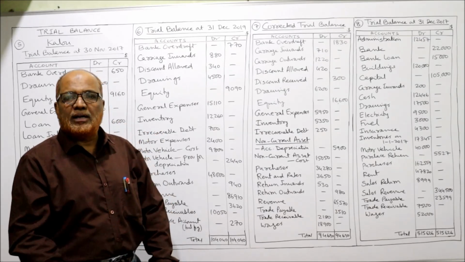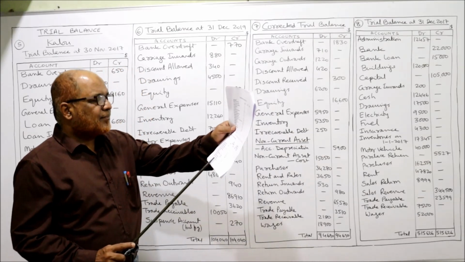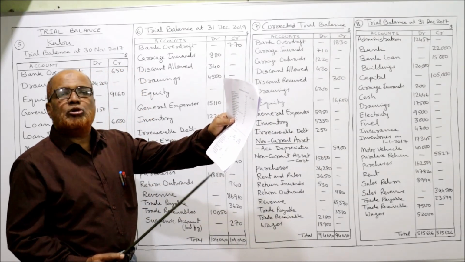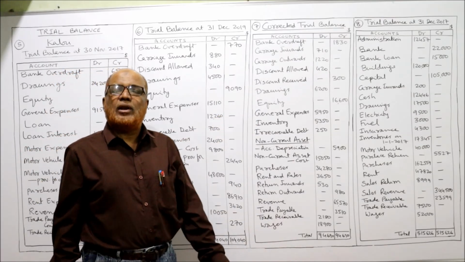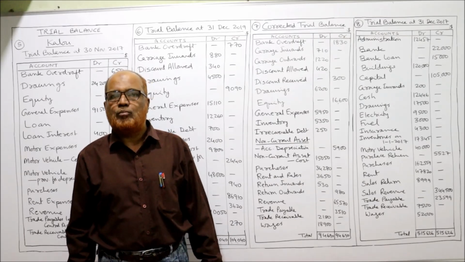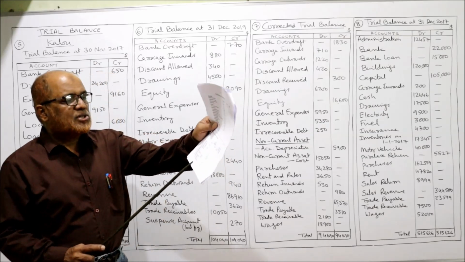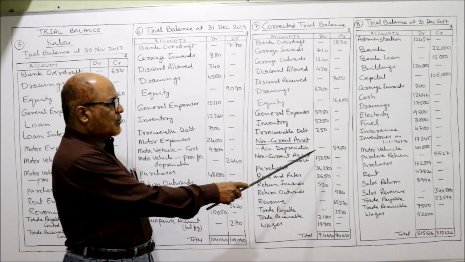We bring it to debit side. So irrecoverable debt, debit side 250. Next comes non-current assets accumulated depreciation. We call it accumulated depreciation or we can call it provision for depreciation. Both mean the same. So accumulated depreciation, credit column, 5,900.